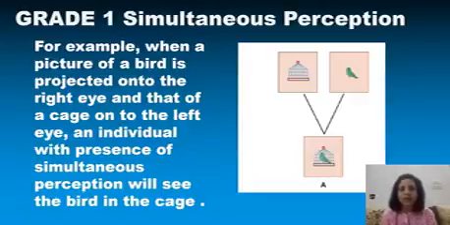For the simultaneous macular perception, you will project the picture of a bird onto the right eye and a cage on the left eye, and a person with normal binocular vision, or a person with normal simultaneous macular perception, will see the bird in the cage.